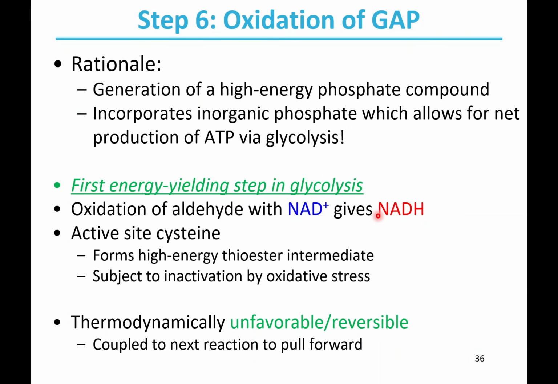The rationale behind this is generation of a high energy phosphate compound, so you're adding another phosphate to it to make it a high energy compound. So you're building a high energy compound as your product. It incorporates the inorganic phosphate, which then allows for a net production of ATP via glycolysis. So you're adding another phosphate to your 3-carbon sugar, which then can be transferred to ADP to make an ATP.